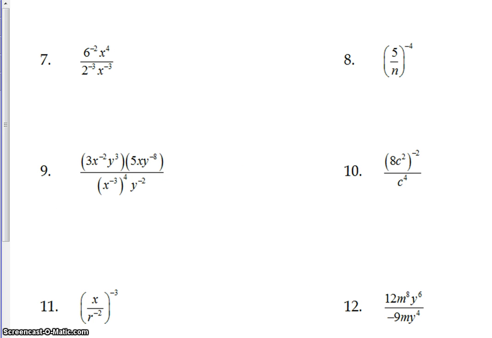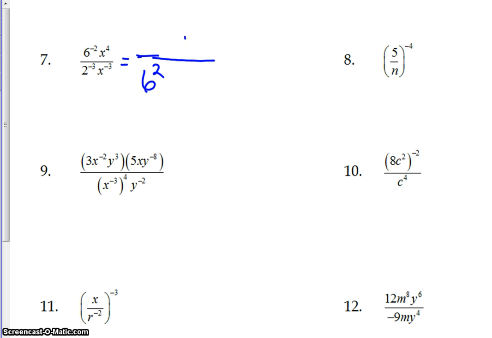All right, so some more examples here. I'm going to pick and choose. We'll look at 7. Now there are no parentheses that we have to deal with, but we do have negative values. For every negative value, I'm going to move it to the other part of the fraction. So the 6x to the negative 2, I'm going to make it 6 to the positive 2 in the denominator.